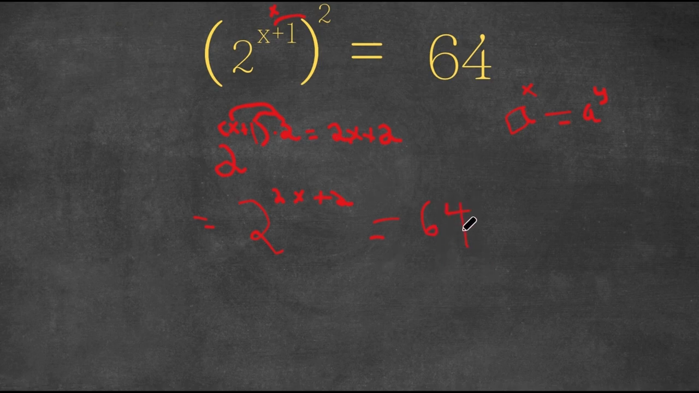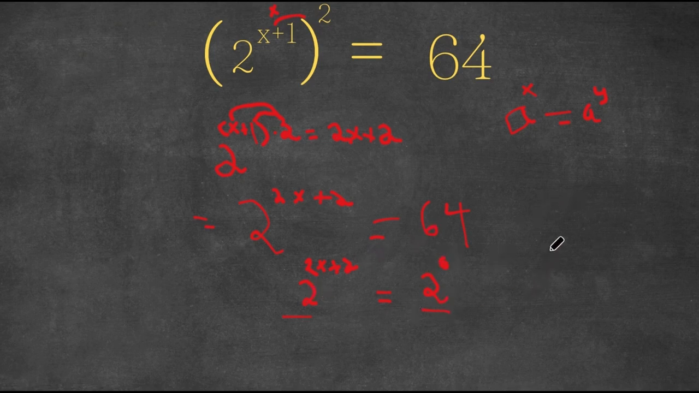So 64 is actually equal to 2 to the power of 6. 64 is 2^6. So now, as you can see, we have a base of 2, and this still equals 2^(2x + 2). And remember how I said before, if these two bases are the same, then the exponents are the same as well, meaning that 2x + 2 is equal to 6.